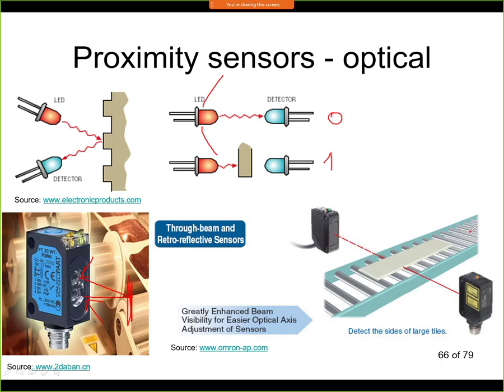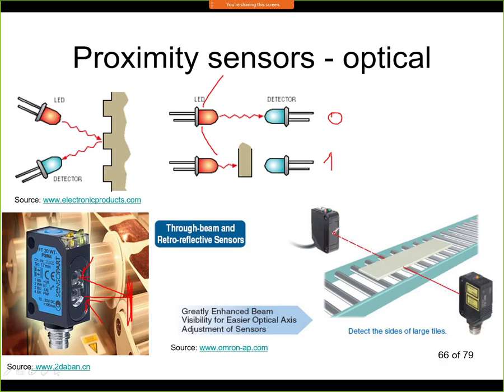We want to detect the size of the tile that is running on a conveyor belt. Here we have one sensor on one side of the conveyor belt and a second sensor on the other side, and one will be the transmitter and one will be the receiver. It looks like on the right hand side this is the receiver, because here they have the warning, so it looks like a laser beam, and this part will be the detector, and this is the laser beam that we are actually detecting.